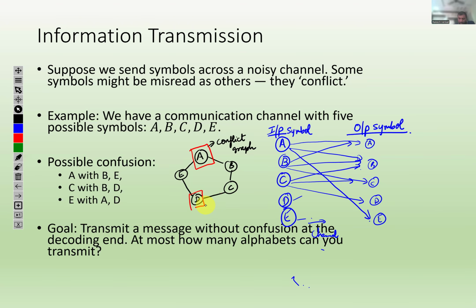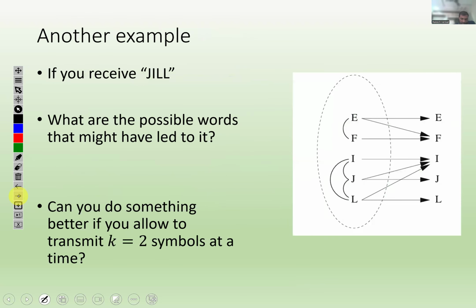So let us try to build another example just to make this more clear. Here's another example. It's not a cycle, that's why I give it. E can go to E and F can go to F, I can go to I and J, L can go to I and L. Now based on this, if you build a conflict graph, what does it look like?